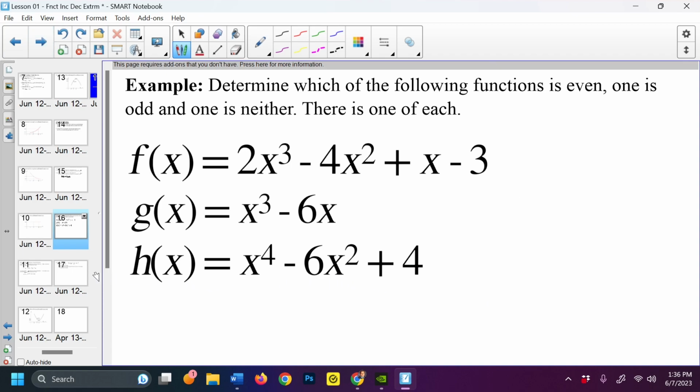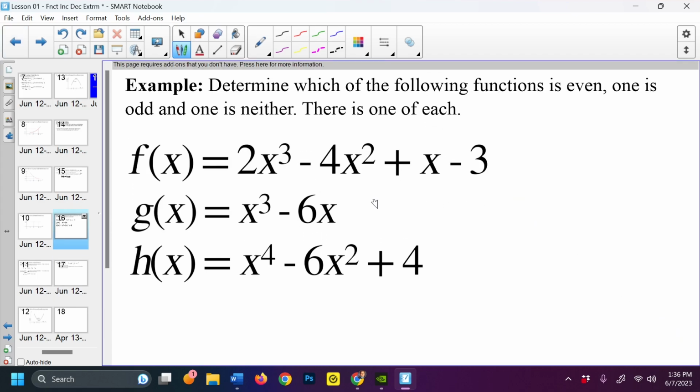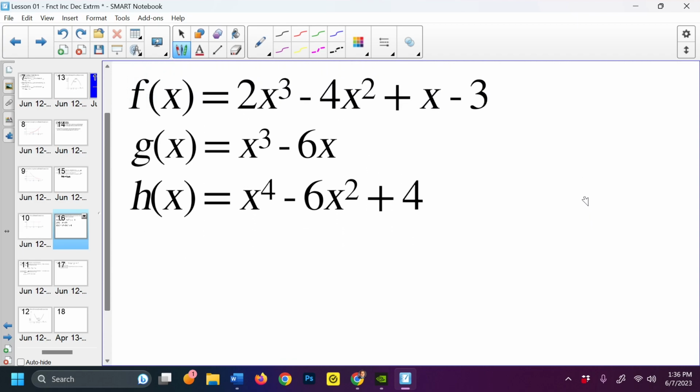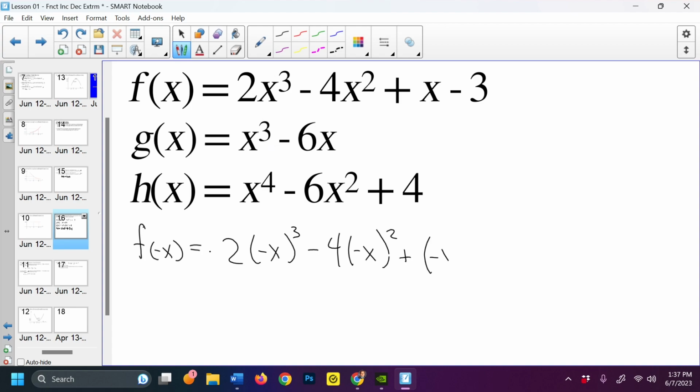Determine which of the following functions is even. One is odd and one is neither. There is one of each. And so I have one of each of these functions. What is my process going to be? If I want to determine if f of x is an even, odd, or neither function, what I'm first going to do is plug in negative x for f. So I have 2 times negative x to the third, minus 4 times negative x squared, plus negative x, minus 3. Now I want to simplify this.